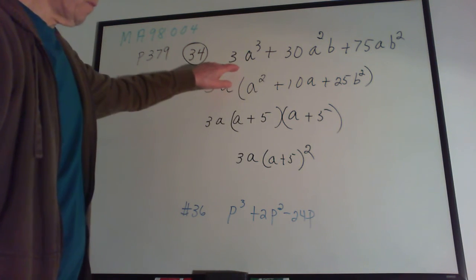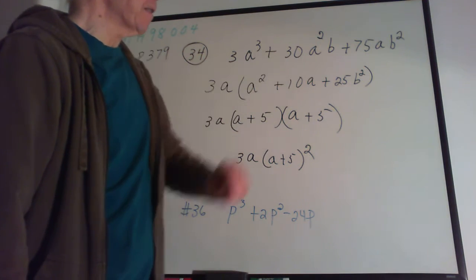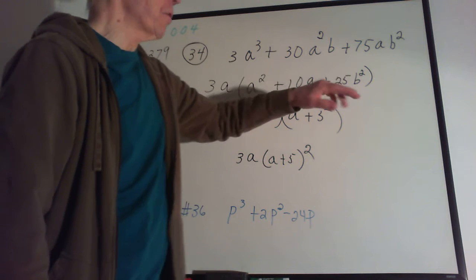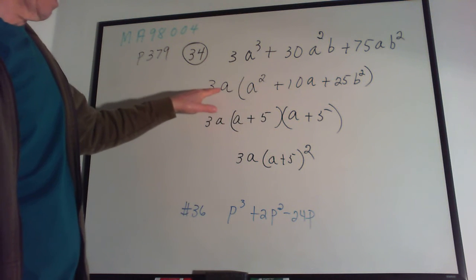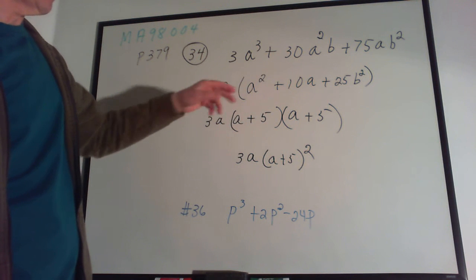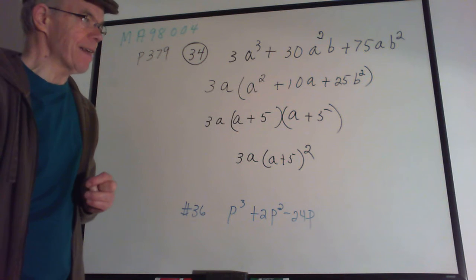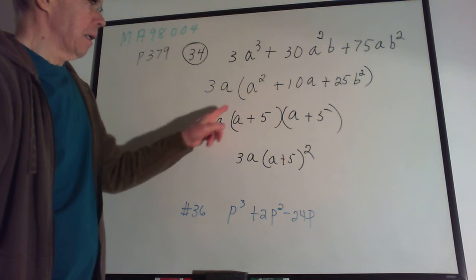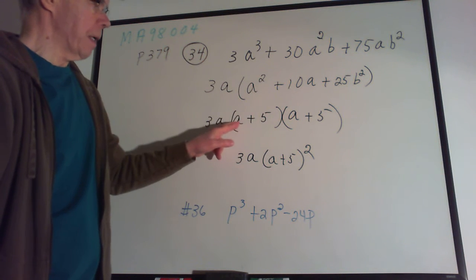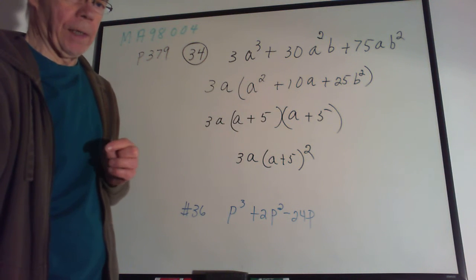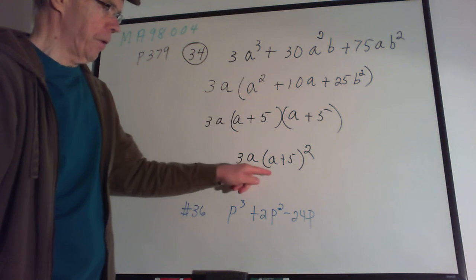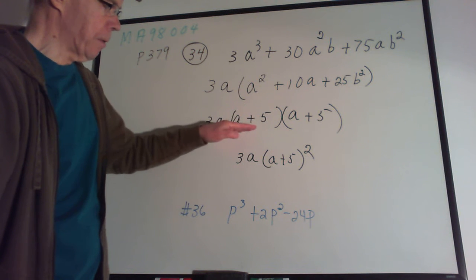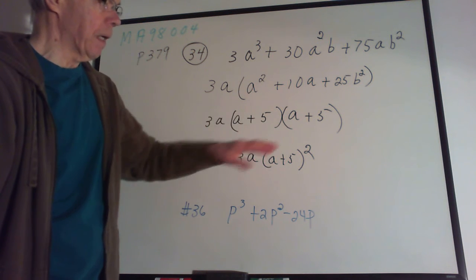Okay, I look at this, I can divide 30 and 75 by 3. I have an a cubed here, a squared a, so I can take out an a. I'm going to take out 3a, which leaves me, parentheses, a squared plus 10a plus 25b squared. All right, I can factor this, becomes a plus 5 times a plus 5. So I'm going to write it this way. Please remember, when you see an exponent like that, it means multiply a plus 5 by a plus 5.